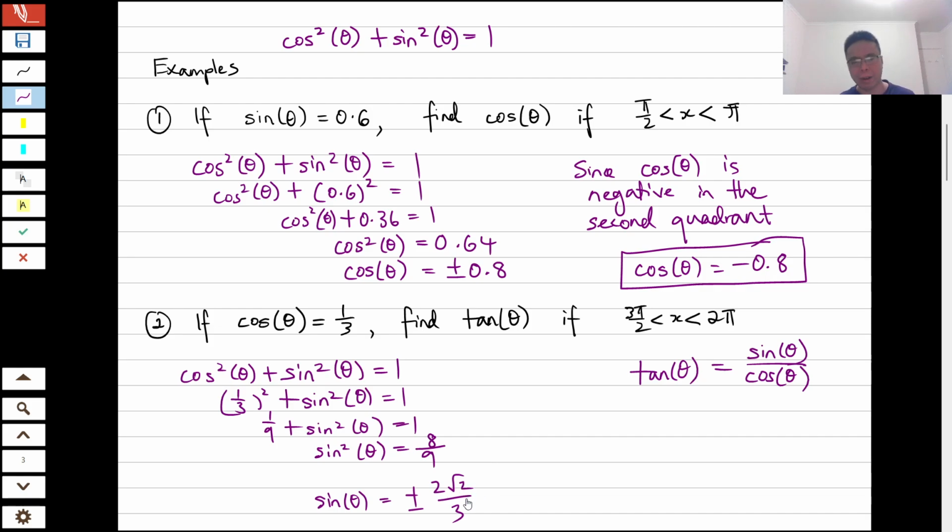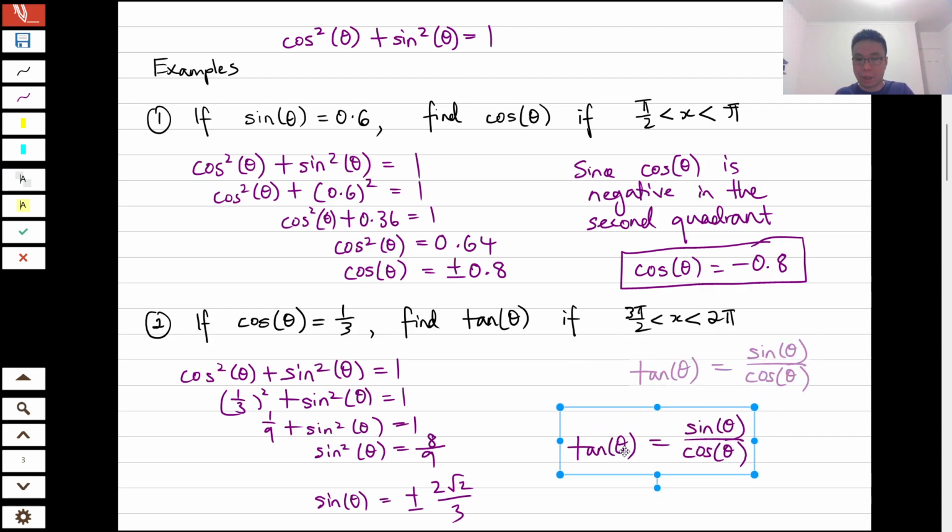Now, as I'm looking at that fraction, I'm thinking, is that going to be smaller than 1? And the answer is yes, because √2 is 1.414. And if I multiply 2 by 1.4, I get 2.8. And 2.8 divided by 3 is slightly less than 1. So this is okay.